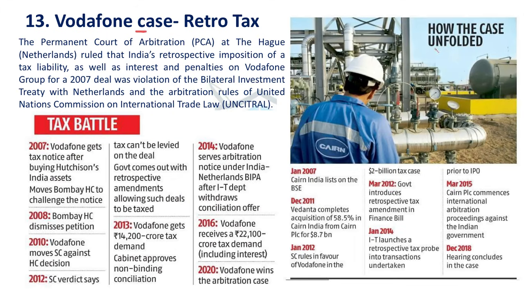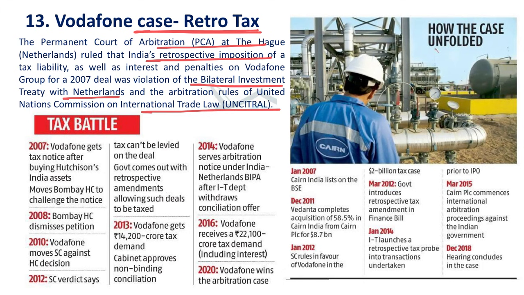Next issue is the Vodafone case, which is known as the retrospective taxation case. This is again in news now in August 2021. But in September 2020, this was in news because the Permanent Court of Arbitration at Hague ruled that India's retrospective taxation violates two things. One, the bilateral investment treaty with Netherlands, and it also violates the arbitration rules under the United Nations Commission on International Trade Law.